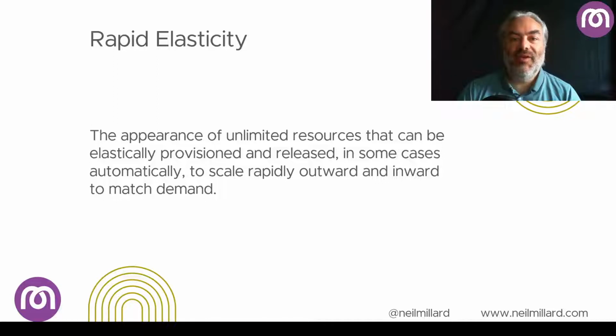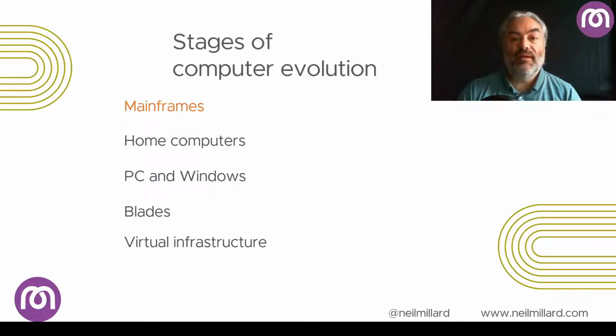Rapid elasticity. It doesn't get any easier to say, but here's what it is. The appearance of unlimited resources that can be elastically provisioned and released, in some cases automatically, to scale rapidly outward or inward to match demand. And this is an important part of cloud, and we're going to talk about this further. But first, a little history lesson so we know how we got here.